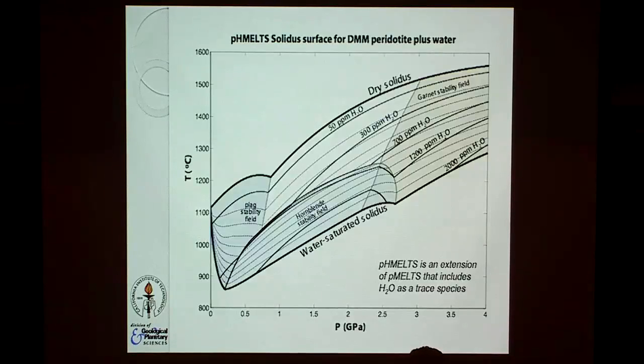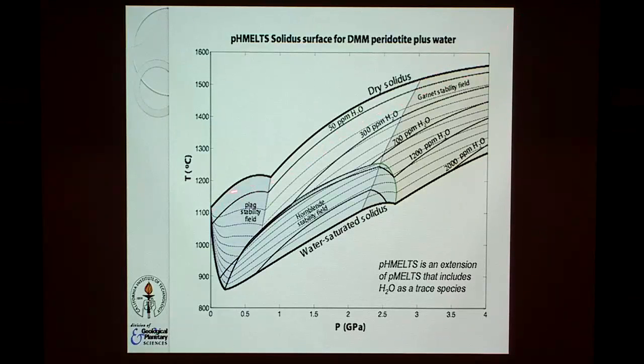Okay? Just as an example of a pHMELTS result, this is temperature versus pressure. This is the Workman and Hart depleted MORB mantle peridotite. This is the dry solidus. Okay, so above here we have some liquid in the absence of water. Below here we have no liquid. You'll see it has a somewhat unusual shape that you might not have intuited, since it's usually drawn as a straight line that starts at 1100 degrees and goes up with a constant slope.